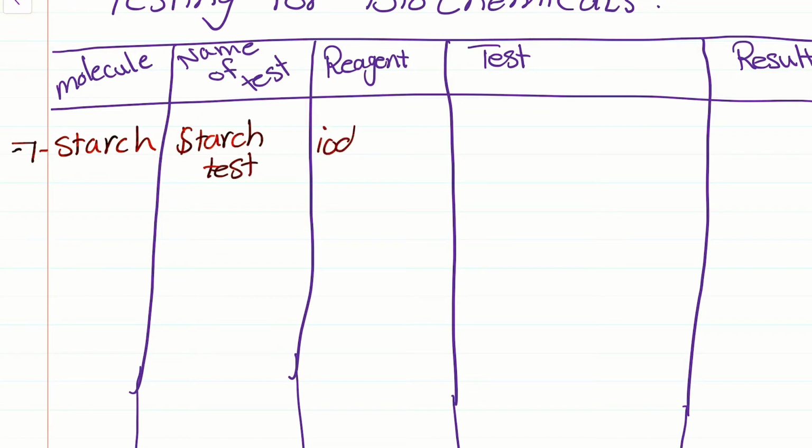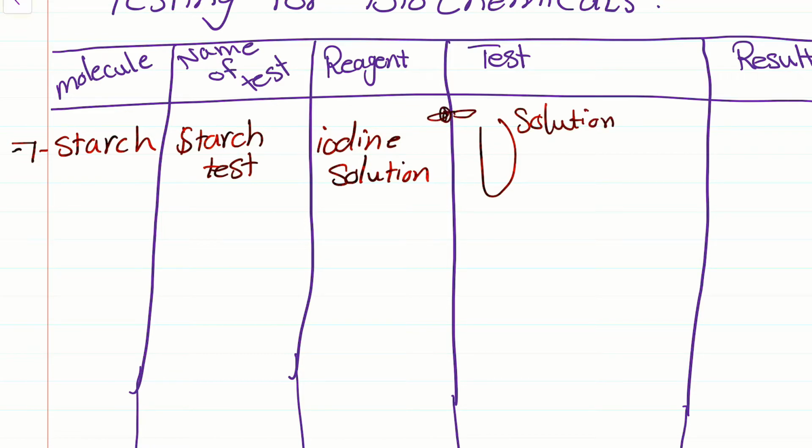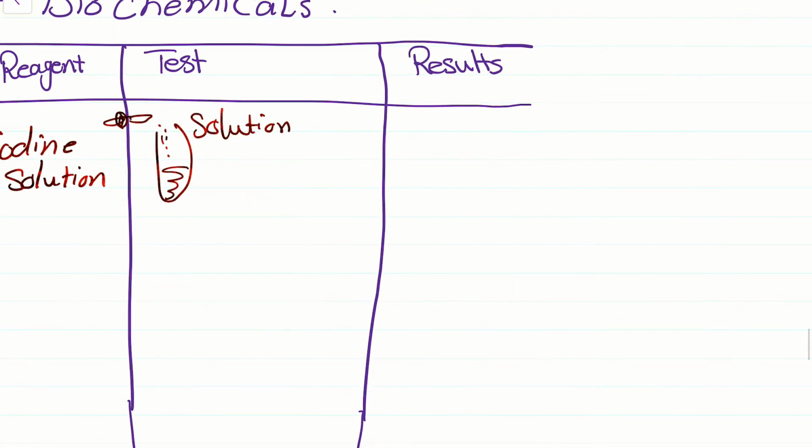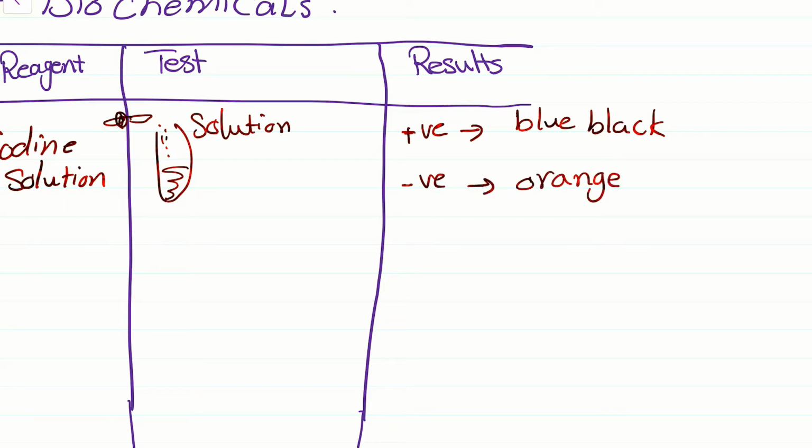Reagent: iodine solution. It's our indicator for the starch. The test: get the solution and add a few drops of iodine solution. What are the results? If we have starch, it will be blue-black. If we don't have starch, it will be orange-brown.